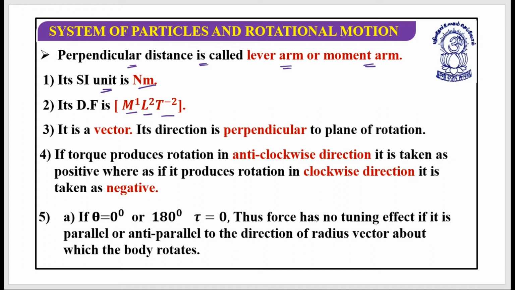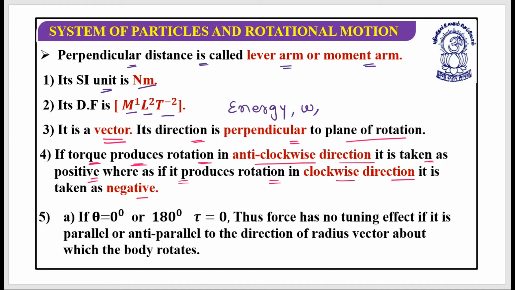Energy has the same dimensional formula, M^1 L^2 T^-2. You can say work done also has the same dimensional formula. So energy, work done, and torque all have the same dimensional formula. Torque is a vector quantity, and the direction of torque is always perpendicular to the plane of rotation. If torque produces rotation in the anti-clockwise direction, it is taken as positive, whereas if it produces rotation in the clockwise direction, it is taken as negative.